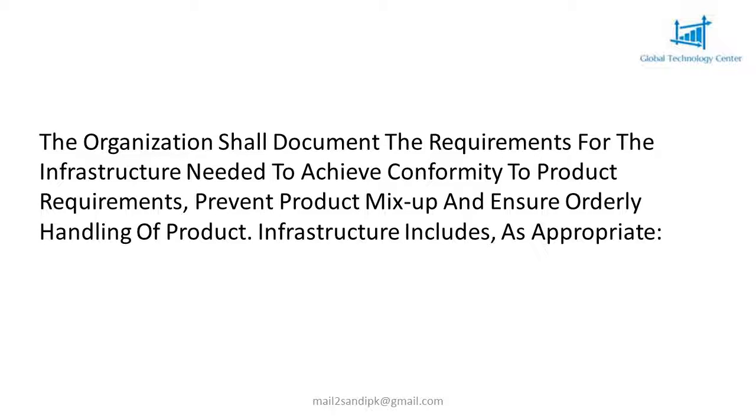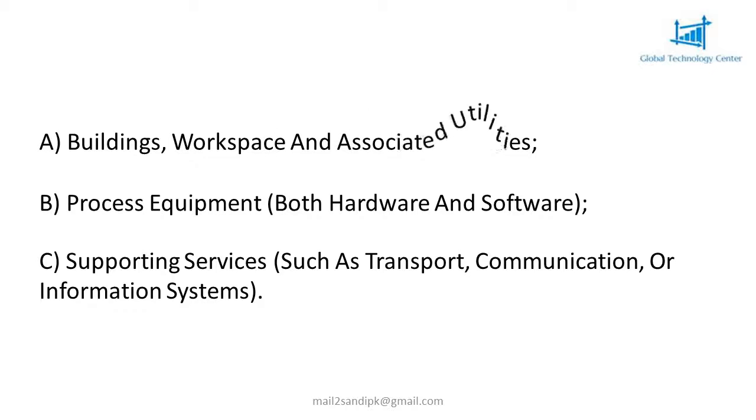The organization shall document the requirements for the infrastructure needed to achieve conformity to product requirements, prevent product mix-up and ensure orderly handling of product. Infrastructure includes, as appropriate, A. Buildings, workspace and associated utilities.